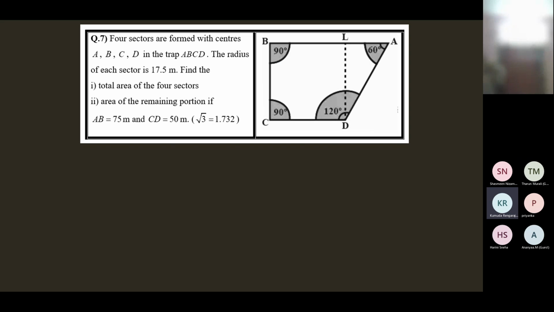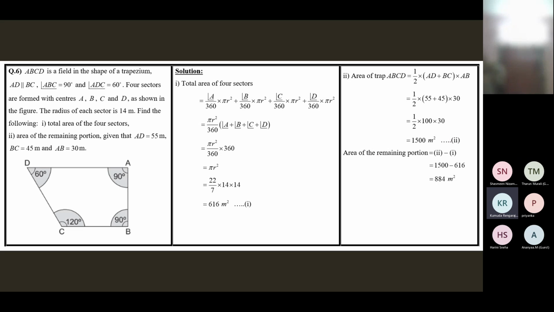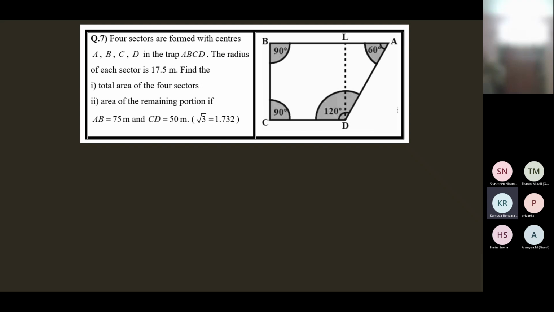I would like to bring out the difference between the information given in these two questions. Both are regarding a field which is in the shape of a trapezium. Question number 6 and question number 7. This is question number 7. This is question number 6. In both, the field ABCD is in the shape of a trapezium.